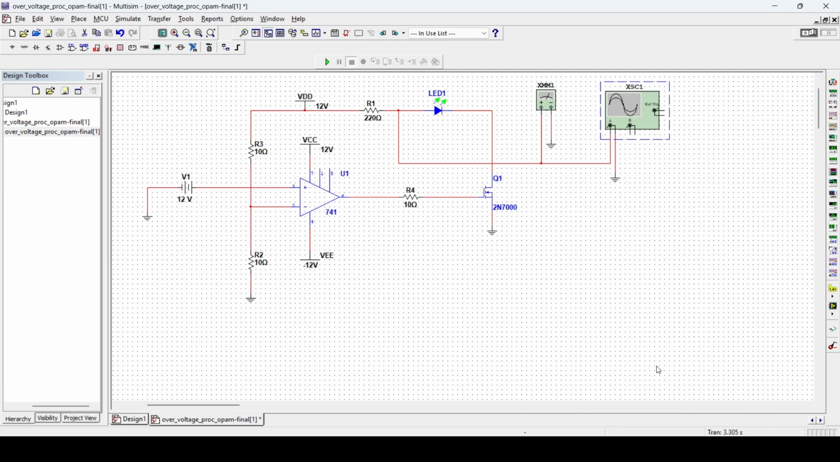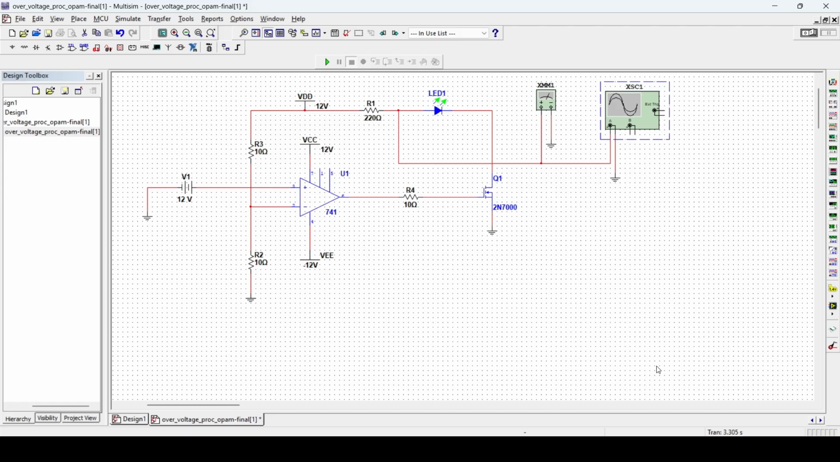I am Anurag and in this video I will explain the overvoltage protection circuit using op-amp and show you the live Multisim simulation. What is overvoltage? It basically means the input voltage becomes higher than the safe limit. If not controlled, it can damage microcontrollers, sensors, LED drivers, chargers, etc. So we use an overvoltage protection circuit to disconnect the load whenever voltage becomes unsafe.